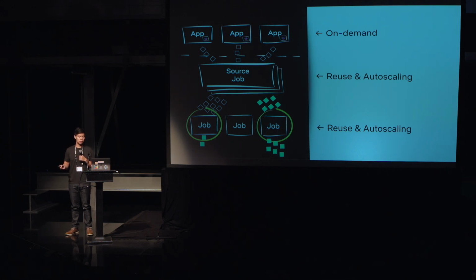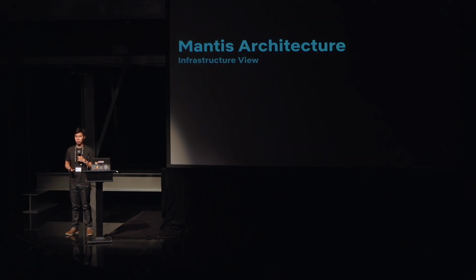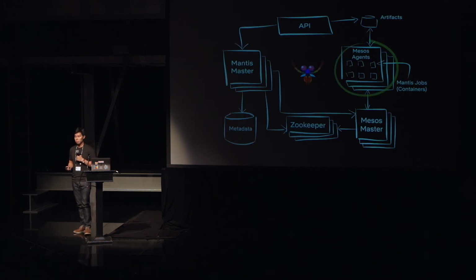So up until this point, I talked about on-demand and reuse, but I haven't talked a whole lot about auto-scaling. The best way to do that is to look at Mantis from the infrastructure point of view. The Mantis infrastructure can be described through this diagram. There are a few parts, API, master, etc. But the most important part that's relevant today is the Mantis jobs on your right, and they're run inside containers.